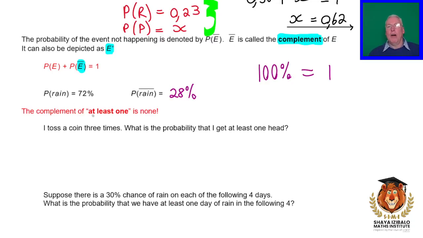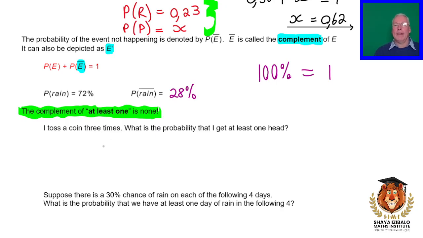The complement of at least 1 is none. This is really important and worth learning. Whenever you see at least 1, the easiest way of working that out is going to be working out the complement. And I'm going to show you. I toss a coin 3 times. What's the probability that I get at least 1 head?